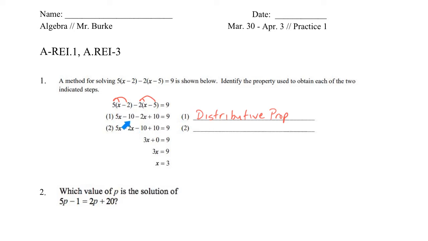And what I noticed is that these two terms, negative 10 and minus 2x, they actually switched places. If you look at the next line, you'll notice that the negative 2x is now in front and the negative 10 is in back. That is when we are switching the order, and when we switch the order, that is called the commutative property.